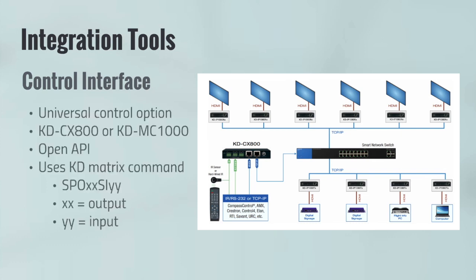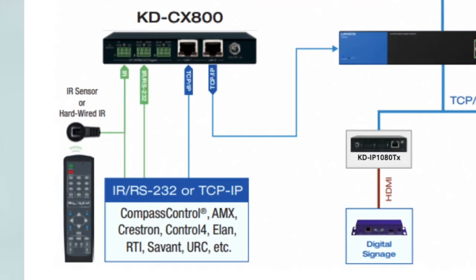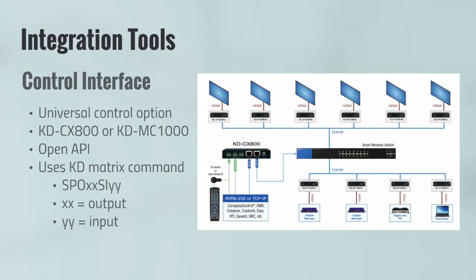Digital's Compass Control Pro. You must use KD-CX800 or KD-MC1000 though. The CX800 will act as a control interface where any control system can communicate over the network, IR, or RS-232, sending the standard Key Digital matrix switching command SPO, XX, SI, YY, where XX is the output number and YY is the input number. This is the same switching command and protocol that all of our matrix switchers have used for the past 10 plus years.